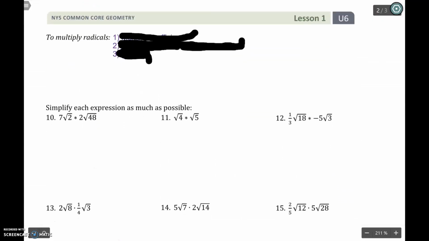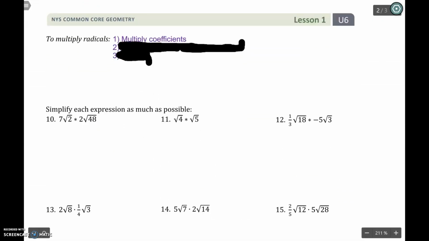Okay, now if we're multiplying two radicals, first thing we're going to do is multiply the coefficients, the outside numbers. The second thing we're going to do is multiply the radicands, the inside numbers, and create one radical. And then we'll simplify that radical.